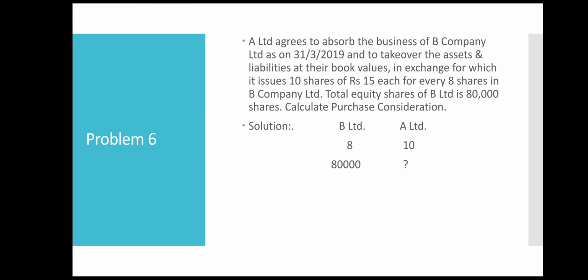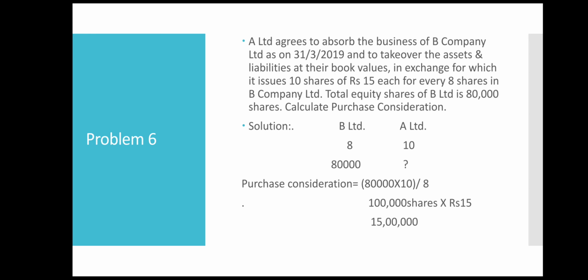8 shares in B Limited means 10 shares in A Limited. Here you can see they have given the actual shares of B Limited, that is 80,000. So we have to calculate the number of shares in A Limited. We cross multiply, that is 80,000 into 10 divided by 8. So the number of shares will be 1 lakh shares.